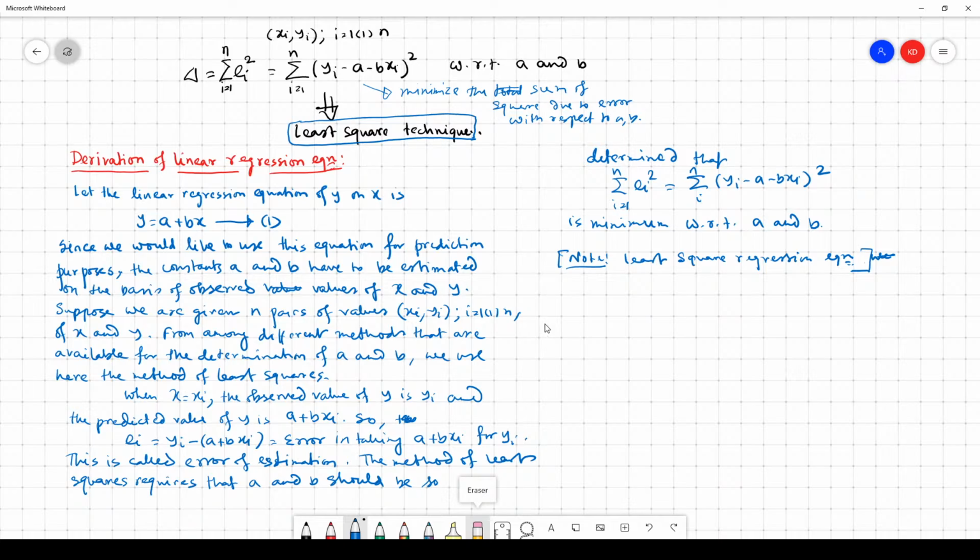so the equations for the determination of A and B are, this is equal to 0. This is called partial derivative with respect to A, and this is partial derivative with respect to B.